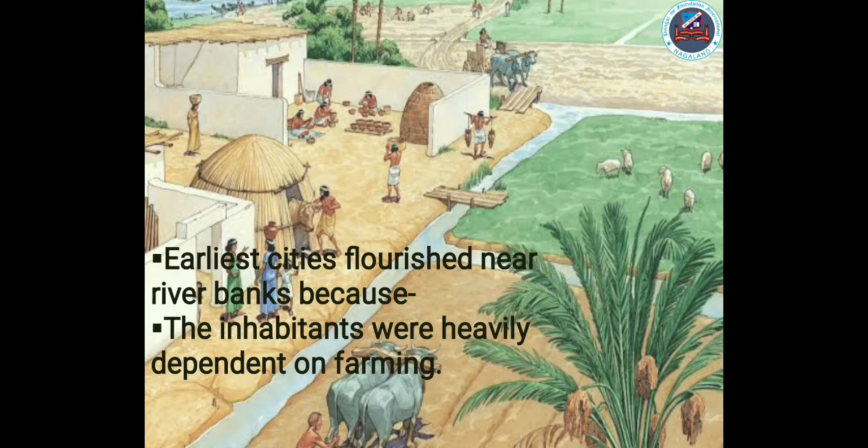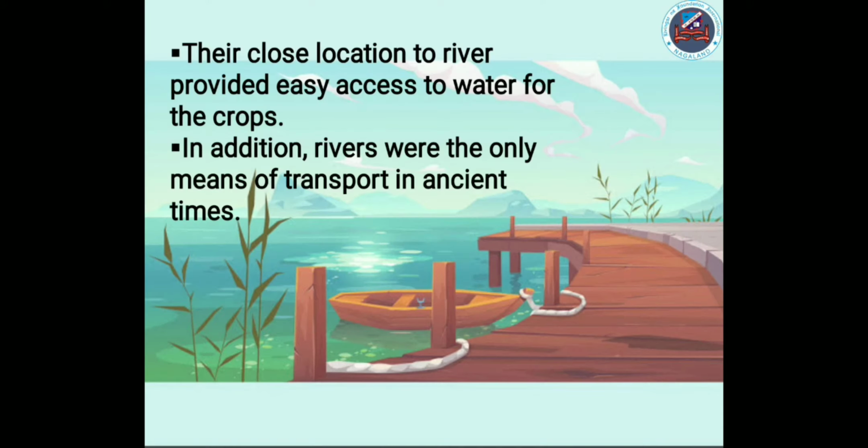Earliest cities flourished near riverbanks because the inhabitants were heavily dependent on farming. Their close location to rivers provided easy access to water for the crops. In addition, rivers were the only means of transport in ancient times.